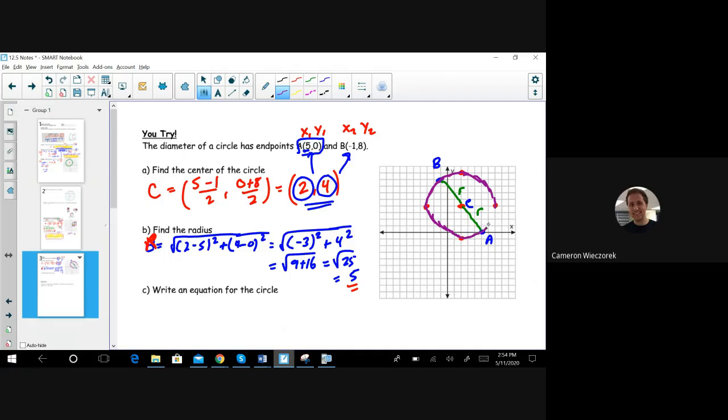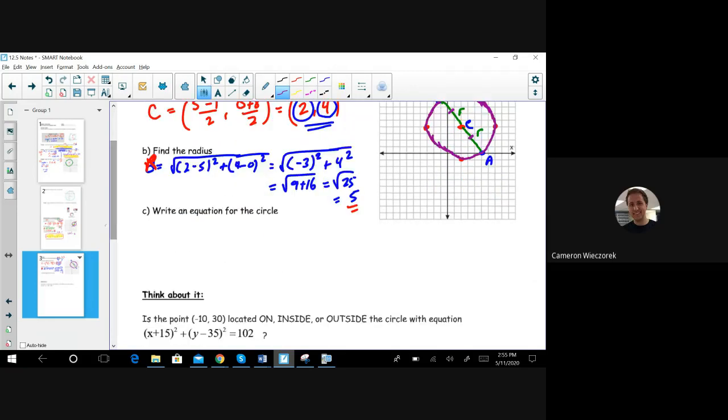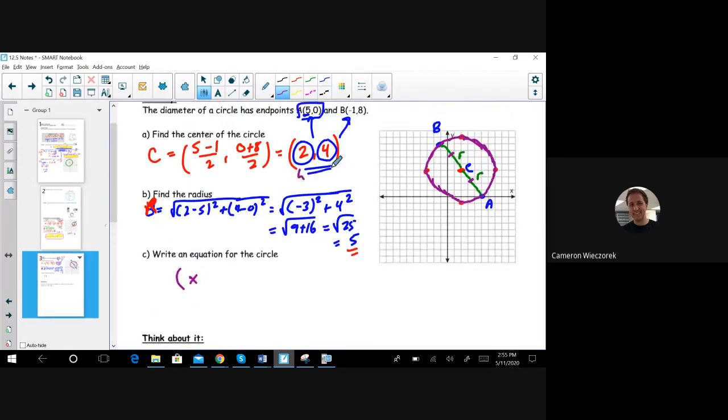Don't need to be a perfect circle drawer, just do your best. Okay, so there's my circle. And I know these two distances were equal. So now I put it all together. Using the standard form of my circle, I switch the sign on h and k. Here was h, here was k.